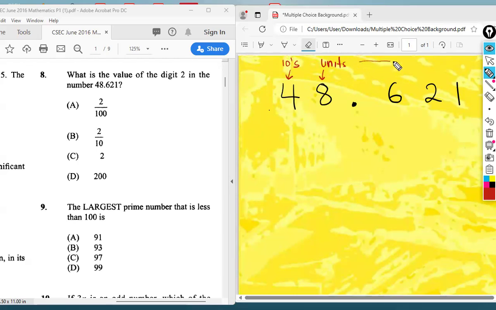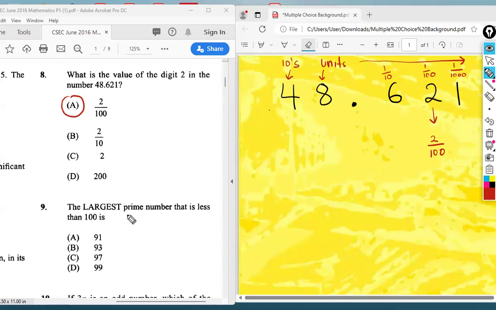But to the right of the decimal, it's the opposite, right? It's 1/10, 100ths, 1,000ths, and if it had a next value, it'll be 1/10,000, or 1 with 4 zeros. So this one here is 2 of it. So it's 2/100. So the answer would have been E, right?